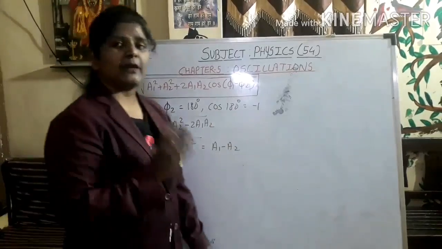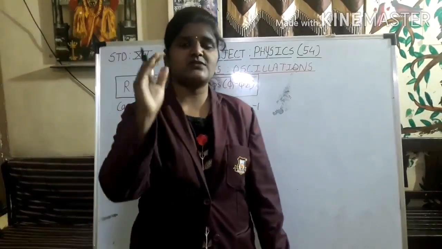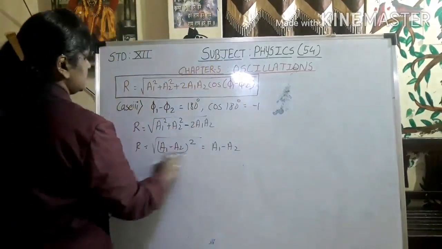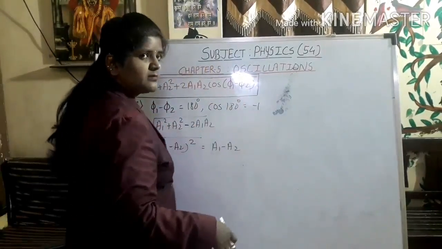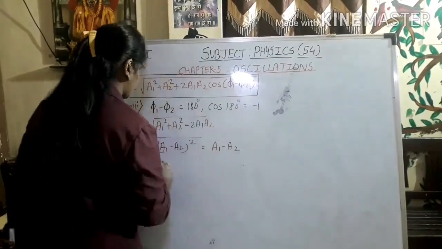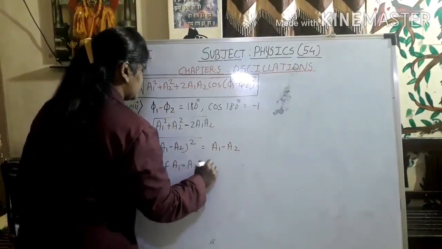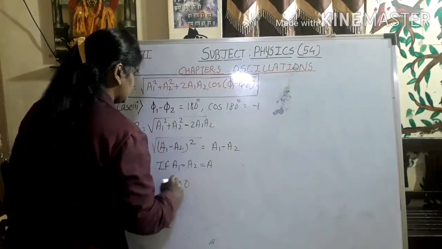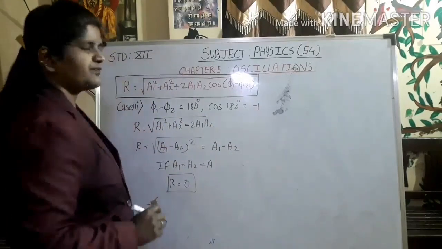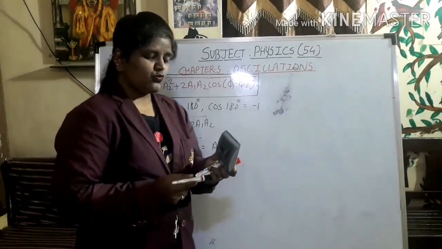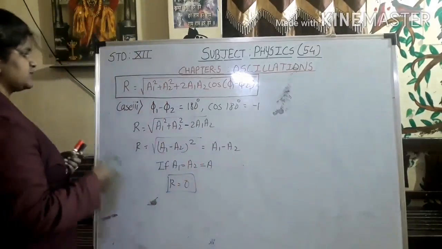Now, what happens if a1 and a2 are equal to a? What happens over here? If a1 and a2 both are the same, it becomes 0. If a1 is equal to a2 is equal to a, we will get r as 0. Okay. So what do you conclude from all of these points?